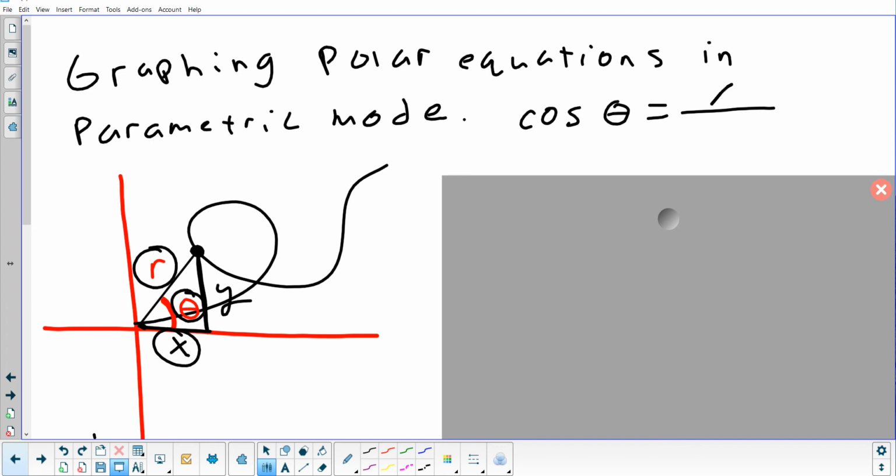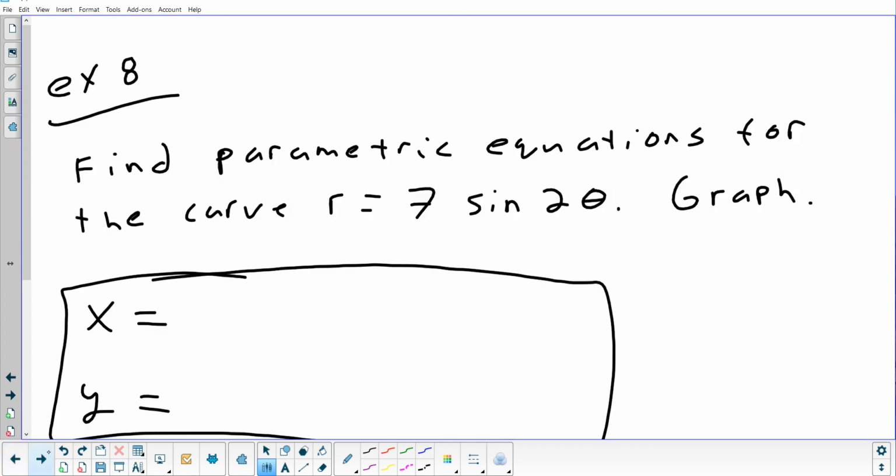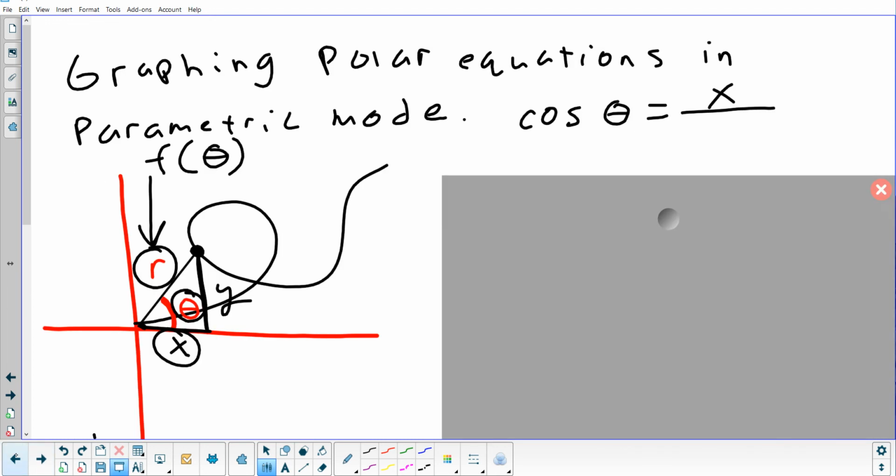X. Now, you can't put r in the bottom because r is not a fixed value. R changes depending on what point you're drawing a radius to. So what would you put there? This is a formula. The formula is going to be some function in terms of theta. In the problem we're going to do, it's going to be 7 sine 2 theta. But you've got to use a formula in the bottom to find the radius because it's different at every point. So that's the equation you change from polar to parametric.